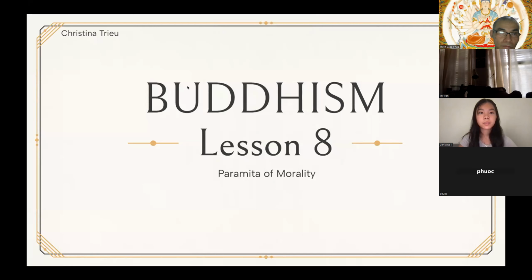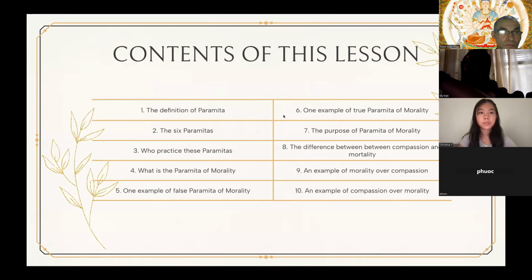So my name is Christina and I am a rising junior and I am 16, turning 17 this year. And my presentation will be about Paramita of morality. For my presentation, it will be about these 10 items. The definition of Paramita.